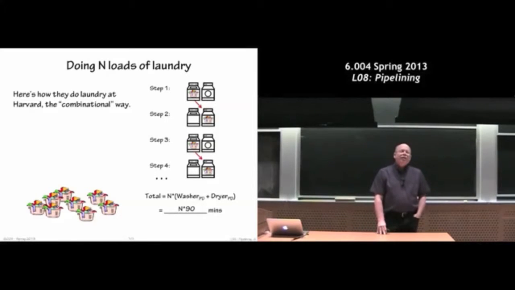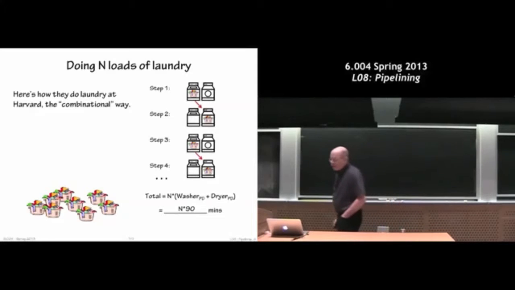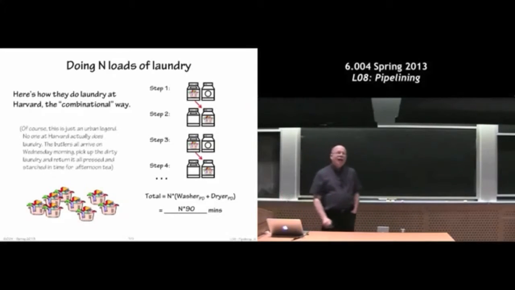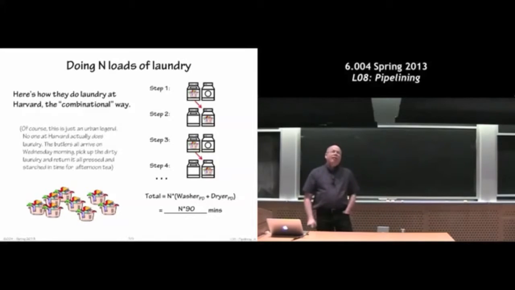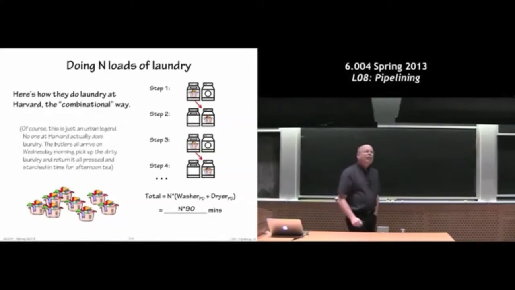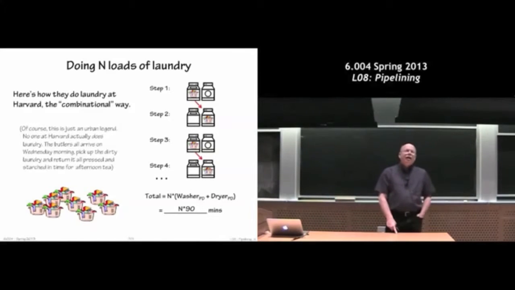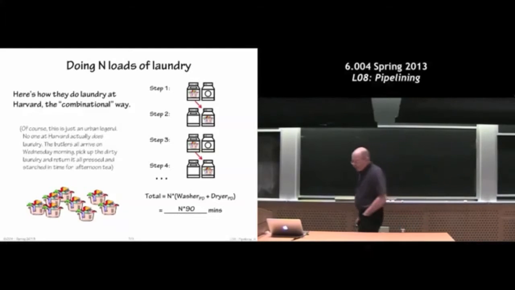So this is sort of very much the combinational approach to doing laundry. The idea is that you completely process an input, get an output, and then you get to start processing your next input. Of course, we all know this is not how they actually do laundry at Harvard. The butler comes and takes care of it. So this is really more the butler's problem than a Harvard student's problem. But you get the basic idea, right? The combinational approach to processing inputs is very straightforward, but tends to be very time-consuming.